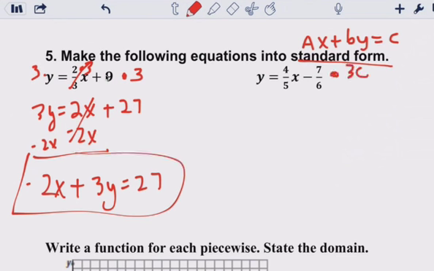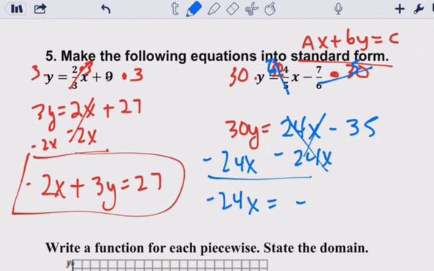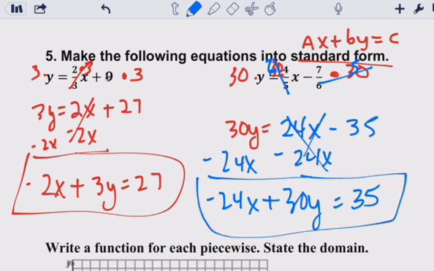Least common denominator is 30. Times it by 30. Got 30y. Okay, equals to, divide that by 6, 24x. Divide that, that's 5 minus 35 minus 24x, minus 24x to both sides. That's a negative 24x equals to, plus 30y equals to 35. That's how you do that.